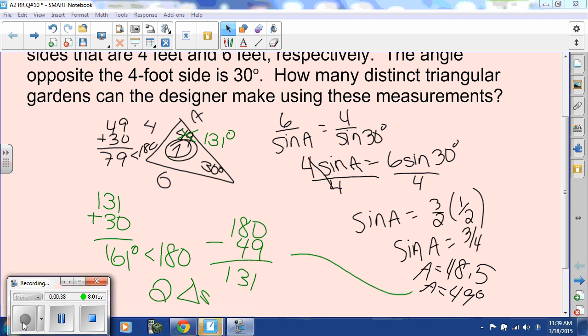Take your 49, subtract it from 180 because sine is positive in quadrants 1 and 2. Maybe another option is 131. Sure enough, 131 plus 30 is still less than 180, so we can keep moving forward. Take those handy dandy formula sheets out.